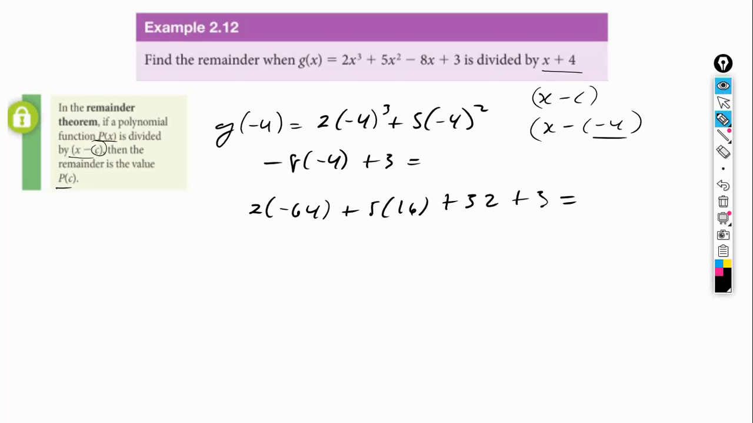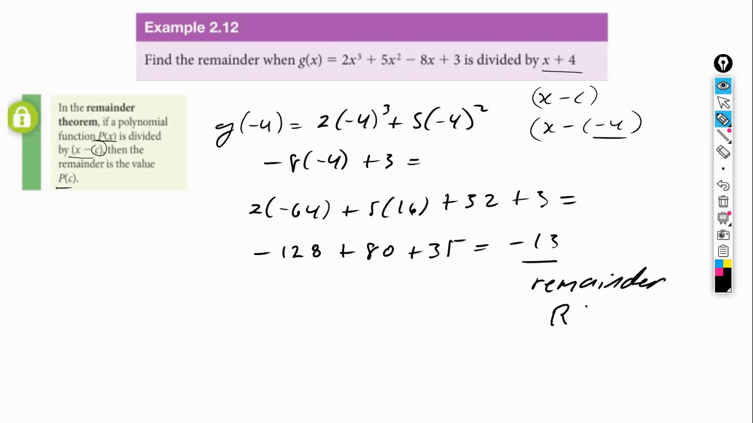And then from here we're going to get negative 128 plus 80. And we can add those two. So this plus 35. And if you do the arithmetic, you're going to get negative 13. So then that means that negative 13 would be the remainder, commonly written as r of x. So this would be the remainder after dividing g of x by x plus 4.